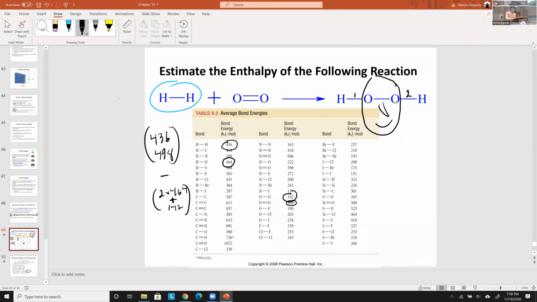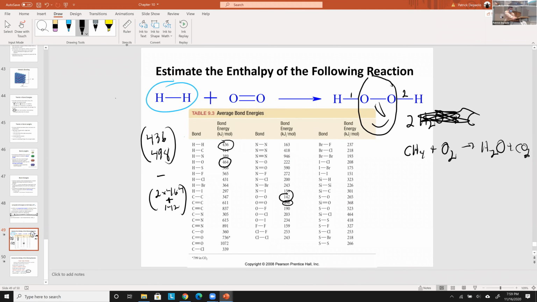Okay, so there are other things you can do. Let's say we had another equation. We'll do it real quick. Let's do a combustion, the combustion of methane. CH4 plus O2 yields H2O plus CO2. Balancing the reaction, we'd have 2 there and 2 here. So let's figure out the enthalpy of the combustion of methane. Very simple reaction. We've seen it before.